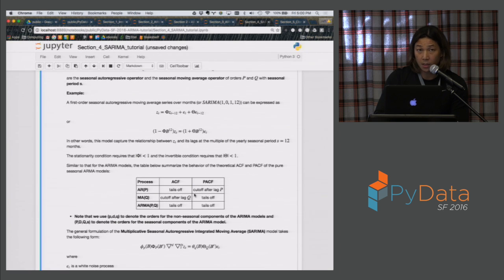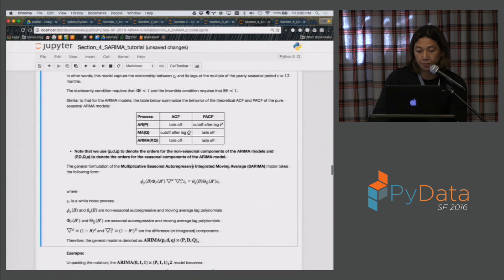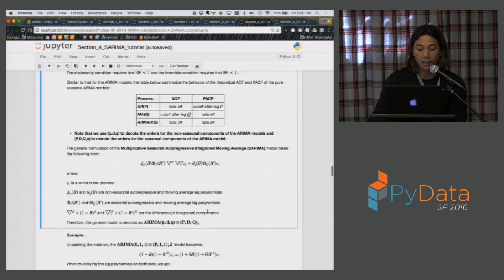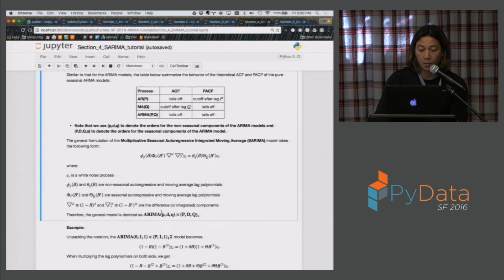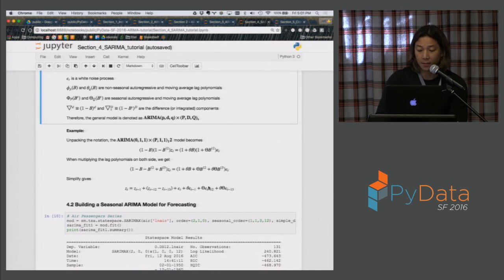This is very similar to what we talked about for the non-seasonal ARIMA model, except this applies to the seasonal components. So the general form of the multiplicative seasonal autoregressive integrated moving average model actually looks something like that. That's why, when you implement the model, you have to specify all of these orders for the non-seasonal and the seasonal components. This is one more example. I'm not going to go over them.